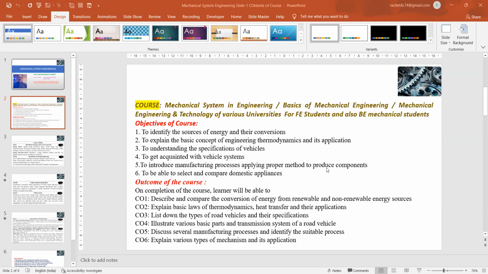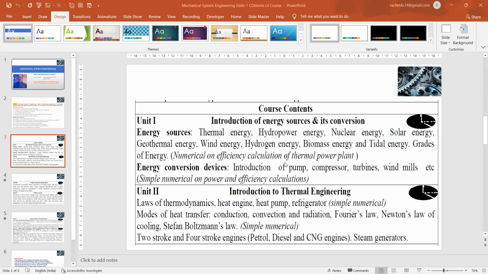What are the objectives of the course? What are the outcomes of the course? So what are the units? Unit 1 is introduction of energy sources and its conversion. I'm going to take a little detail here. Energy sources: thermal energy, hydropower energy, nuclear energy, solar energy, geothermal energy, wind energy, hydrogen energy, biomass energy, and tidal energy. Grades of energy: numericals on efficiency calculation of thermal power plant. And the second part of unit 1 is energy conversion devices, introduction to pump, compressor, turbines, and windmills, etc. So, simple numericals on power and efficiency calculations.